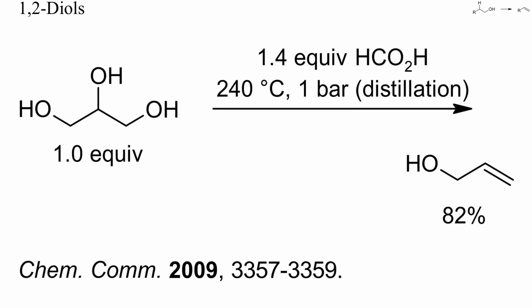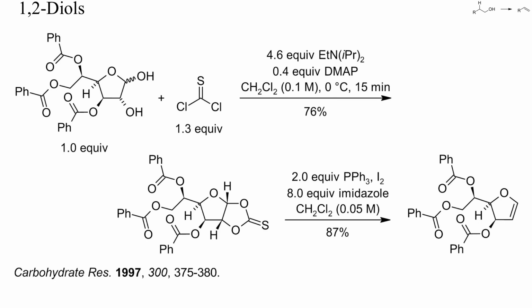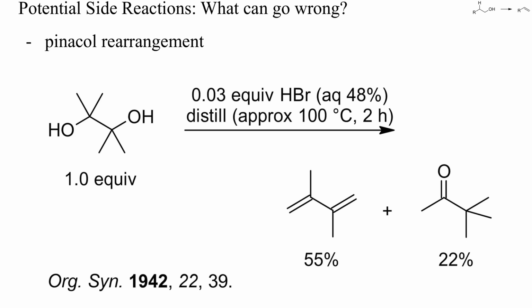A less expensive route is the reduction of glycerol with formic acid, which probably also proceeded via a cyclic orthoester. Because formic acid tends to decompose to carbon monoxide and water at high temperature, a still more convenient strategy could be the direct reduction of glycerol with carbon monoxide. Much milder is the desulfuration of thiocarbonates. In this example, a carbohydrate was converted into cyclic thiocarbonate with thiophosgene and then reduced with a mixture of triphenylphosphine and iodine. Let's have a look at some potential side reactions.